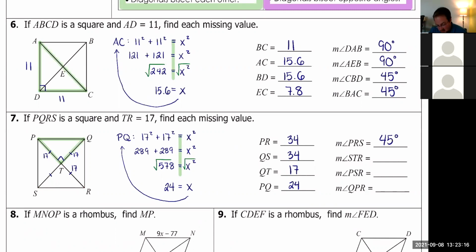What about STR? 90. Be 90, but not because it's in a corner, it's because the diagonals are perpendicular. What about PSR? 90 because it's a corner of the square. And QPR will be 45.